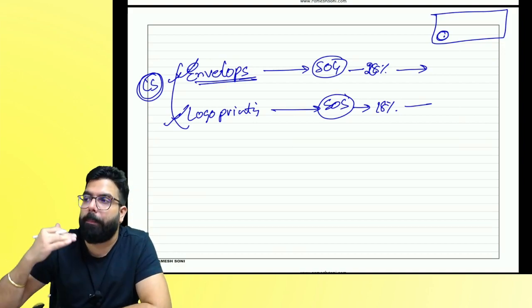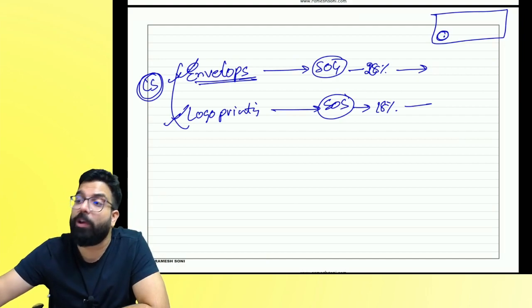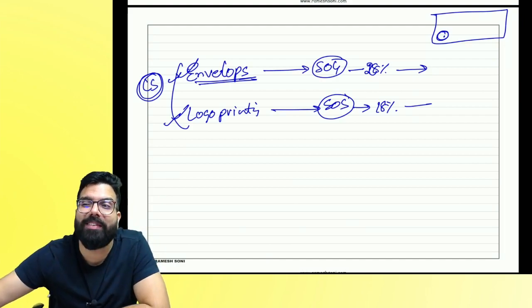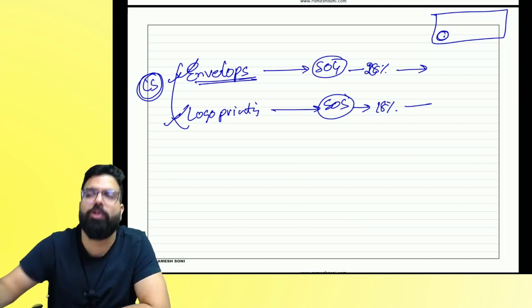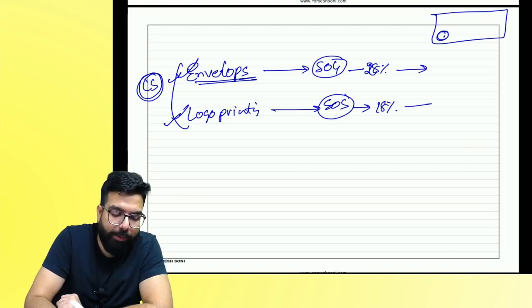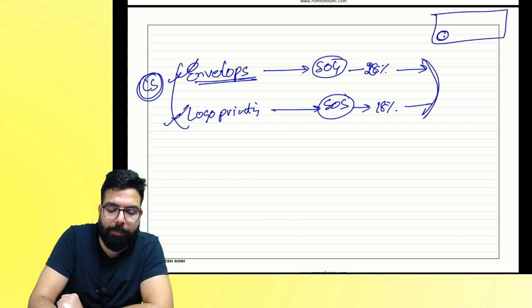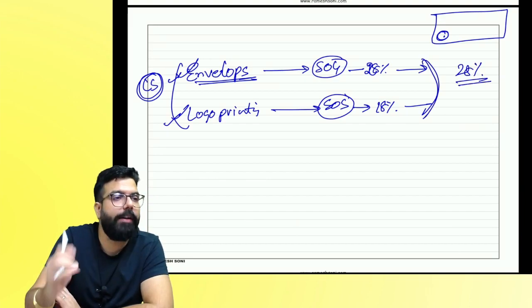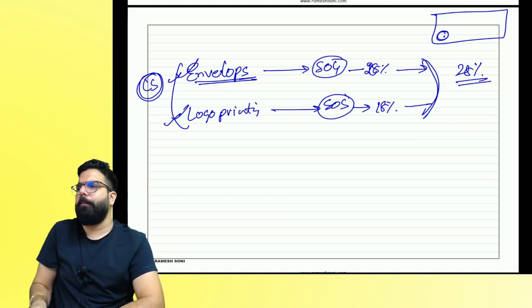When you gave me the envelope, principally you gave me an envelope. Printing was just an ancillary service which you gave me. Are you guys able to understand? And hence, we will go ahead and call it a composite supply. What rate of GST will apply? 28%.